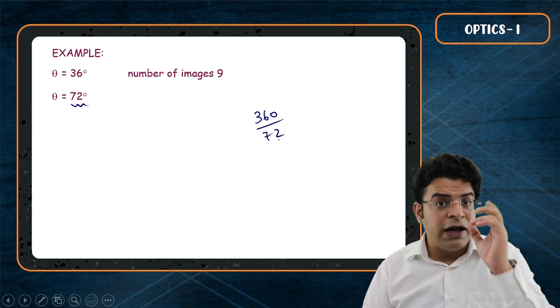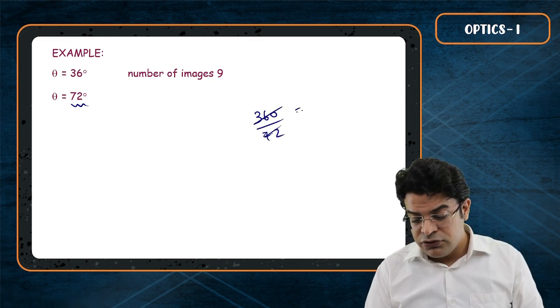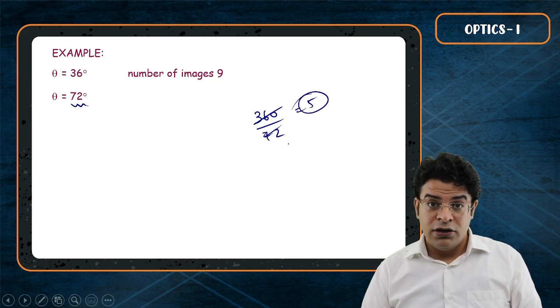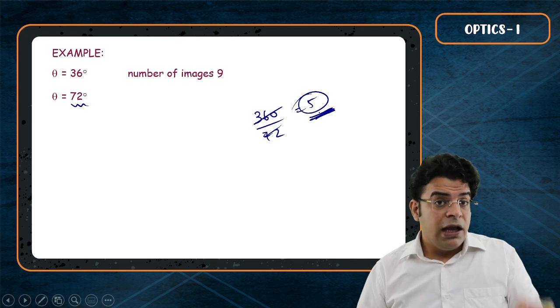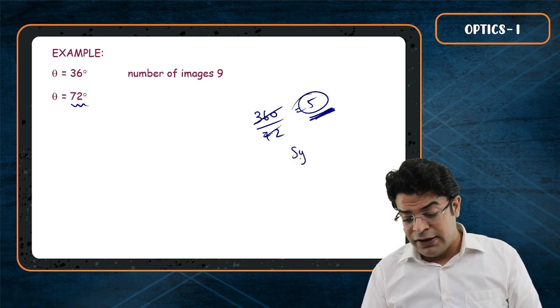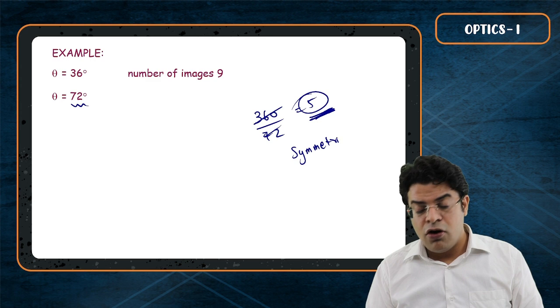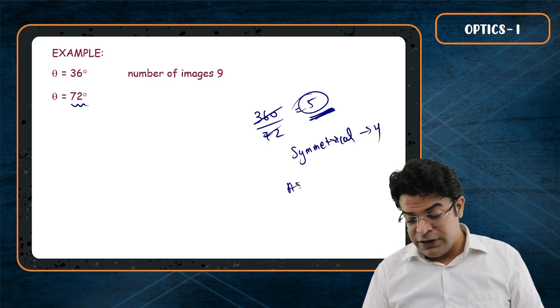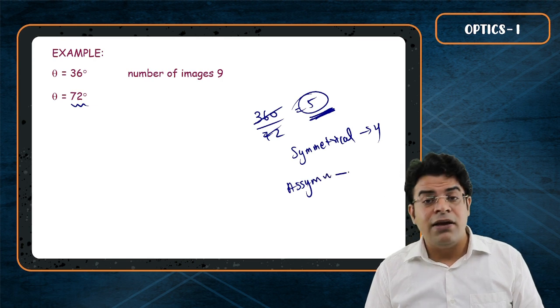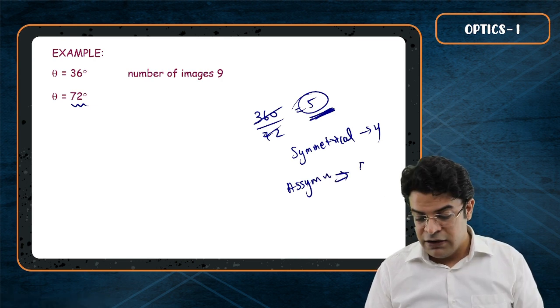If they give you theta is 72 degree, then you will do 360 by 72 to first find out the value of m. 360 by 72 gives you 5. 5 is odd. If you have got odd number, then there are two cases. If the object is placed symmetrically, then the number of images are m minus 1. You will get 4. If the object is placed asymmetrically, then the number of images is m. You will get 5.